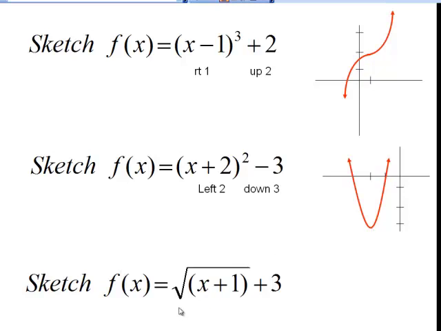Okay, a square root. Remember what a square root looks like. This one's going to be moved left 1 and up 3. So we're going to go left 1 from 0 and up 3. That's your new dot. And then you're on a square root curve, which looks like that. So that takes care of those.